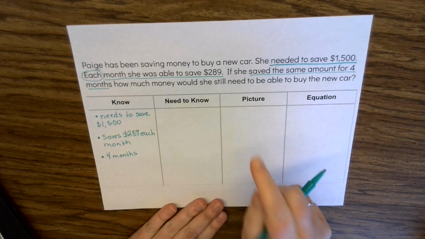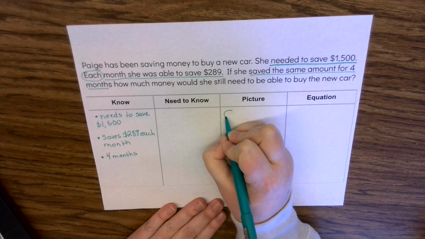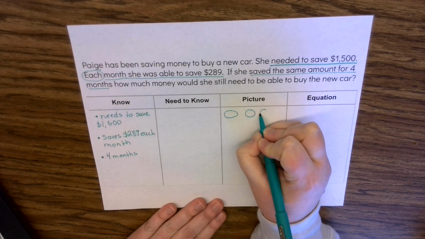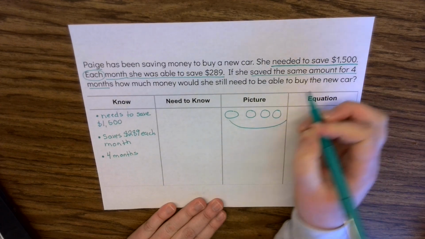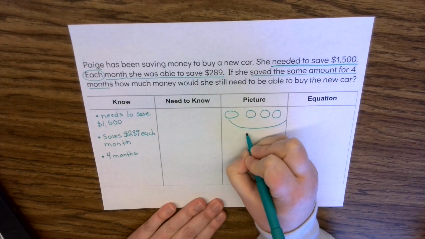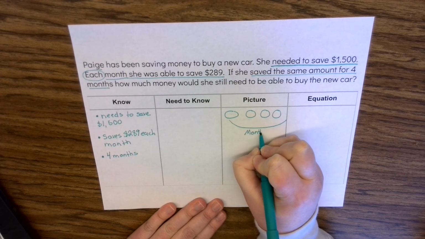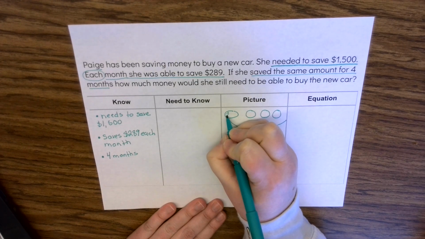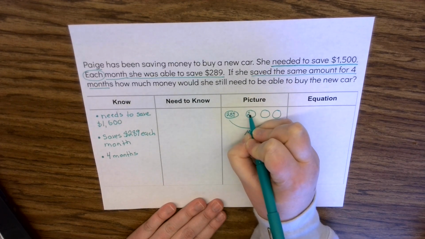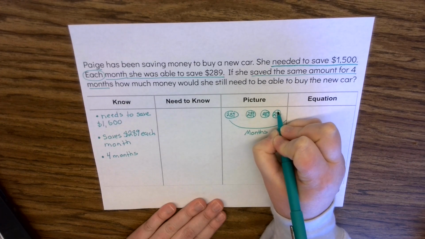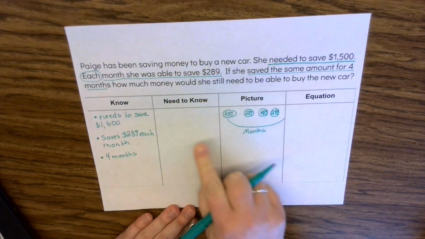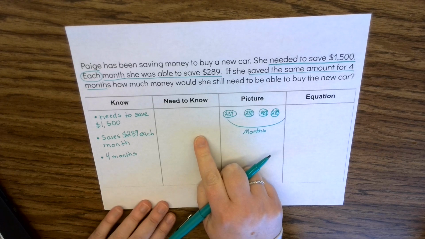Now, if I were to draw a picture of this, I might have like, here's one group, here's a second group, here's a third group, here's a fourth group. These four groups right here represent the amount of months that she has already saved. So 289, 289, 289, 289. Now, this picture can help me with the what do I need to know?